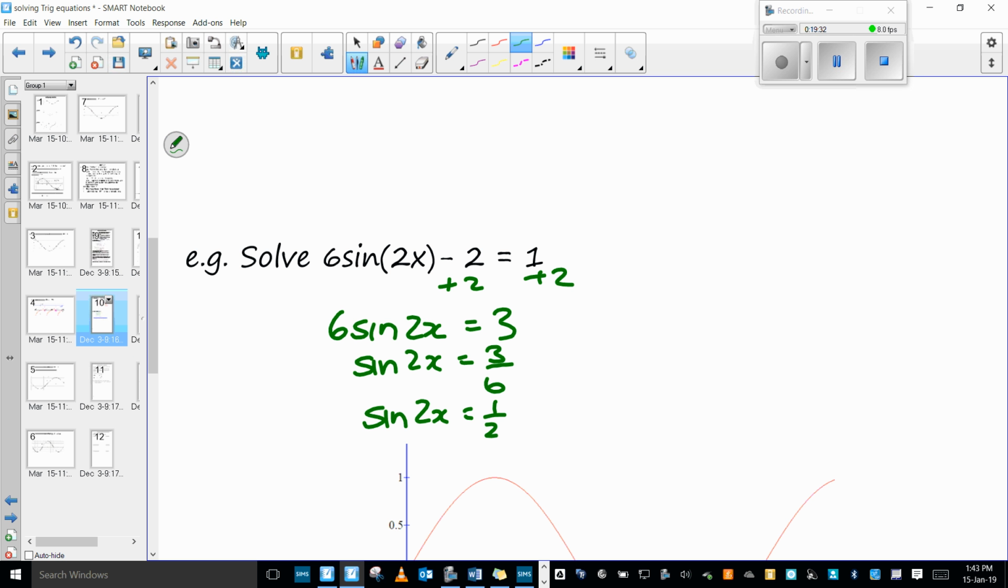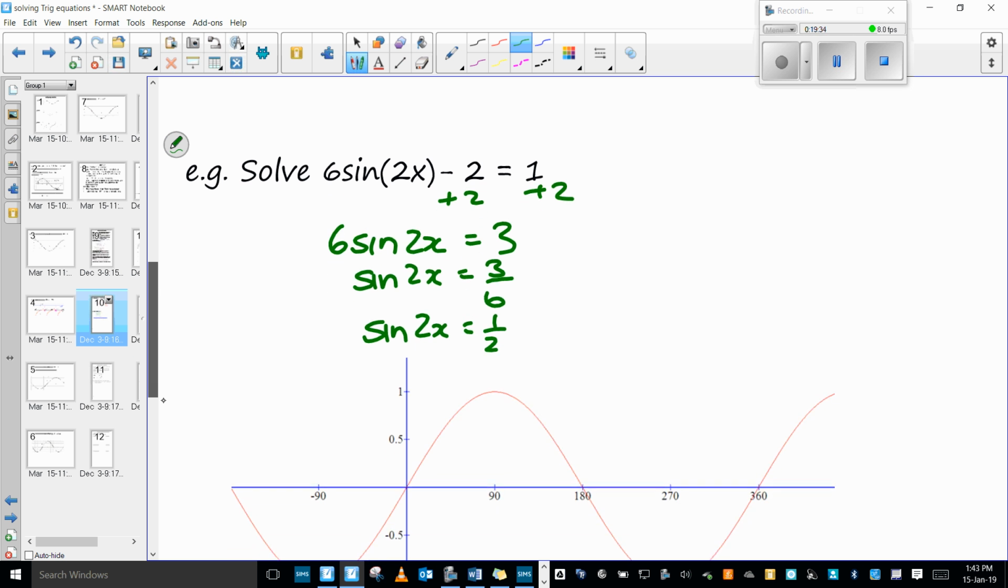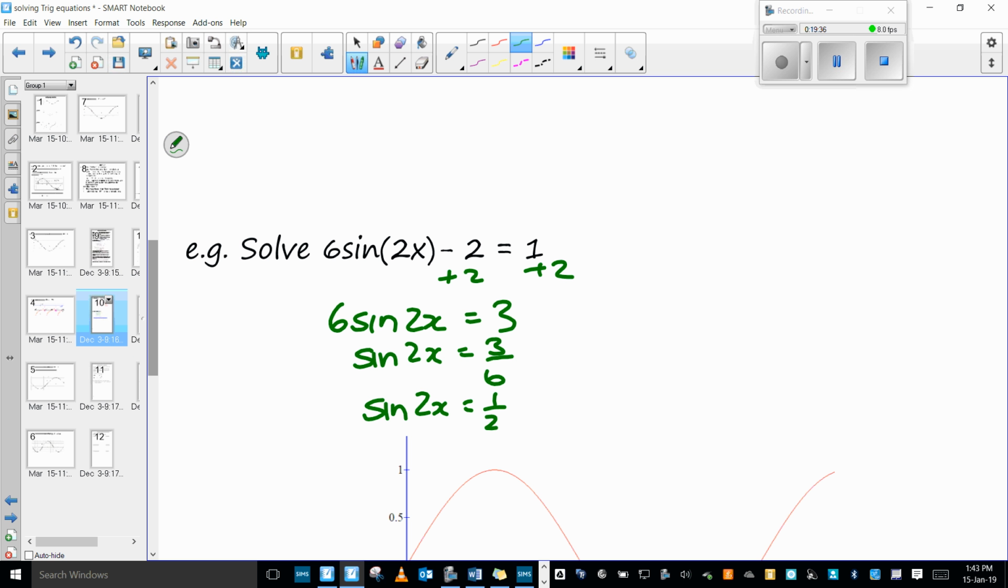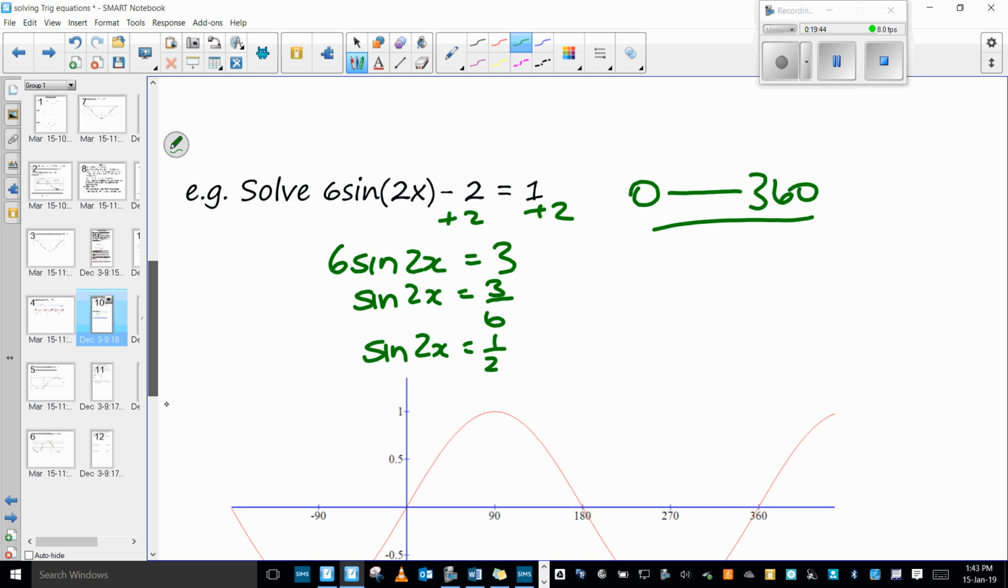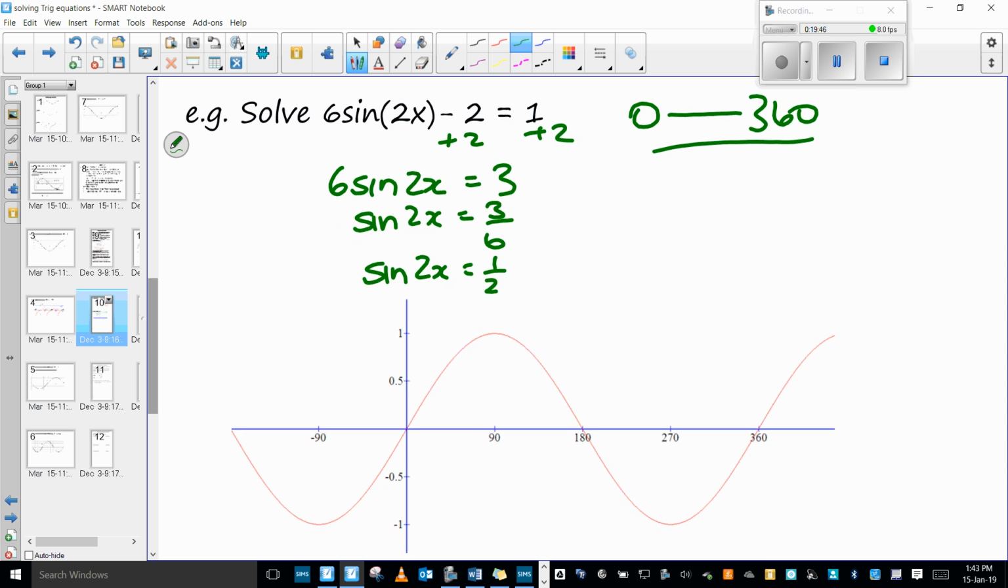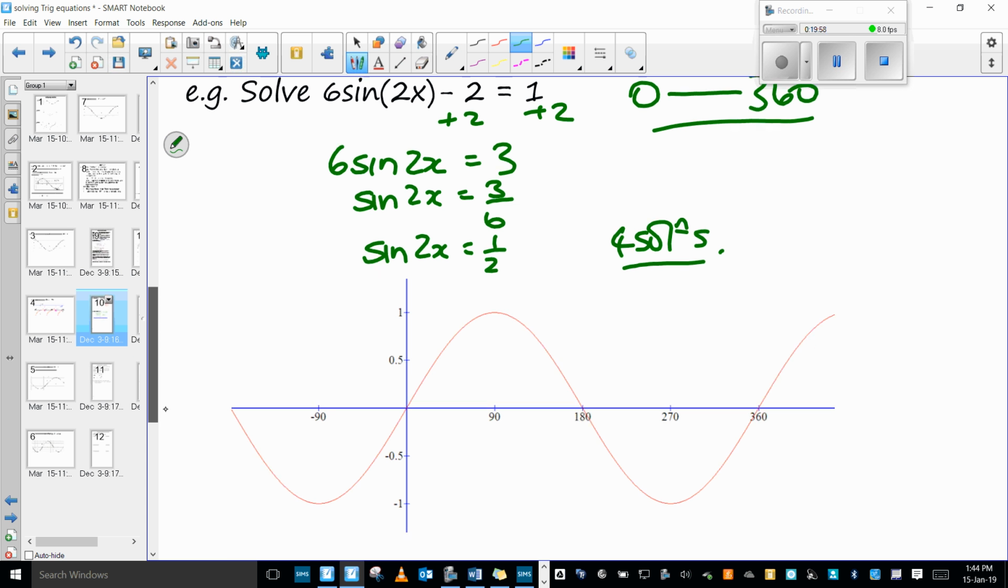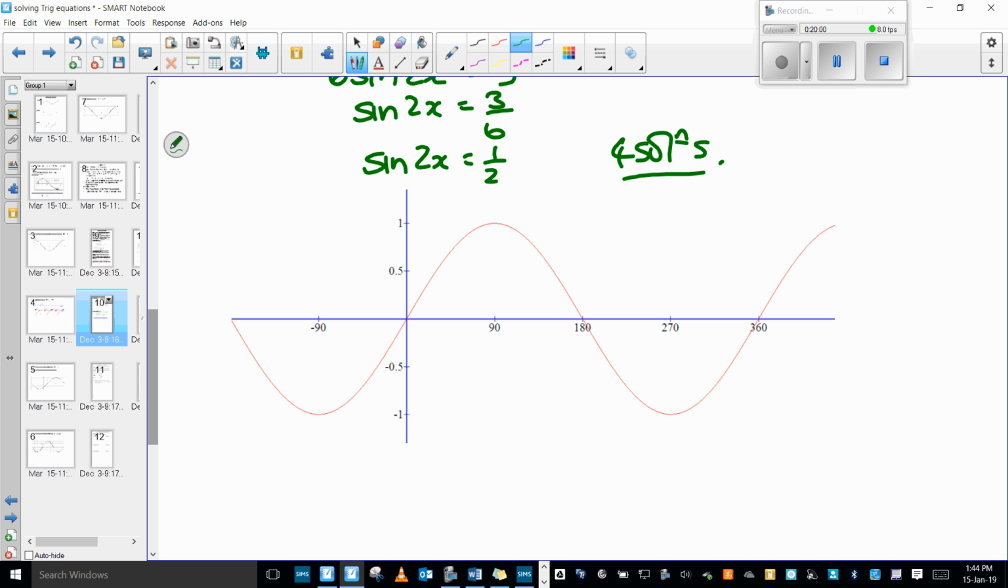Oh, they didn't give us a range. That's a bit silly. What range should we have? 0 to 360? Oh God, we're boring, aren't we? Alright, so we're solving sine 2x equals 1/2. What's different about this one? How many solutions are we going to have? 4. So we know we've got 4 solutions. But for now, we're just going to find our usual 2. So we're drawing our line at 1/2.